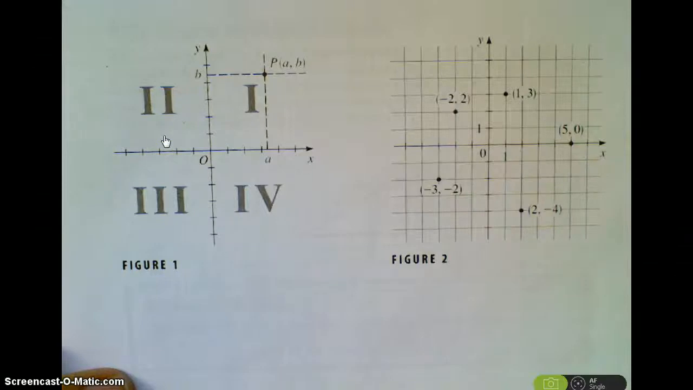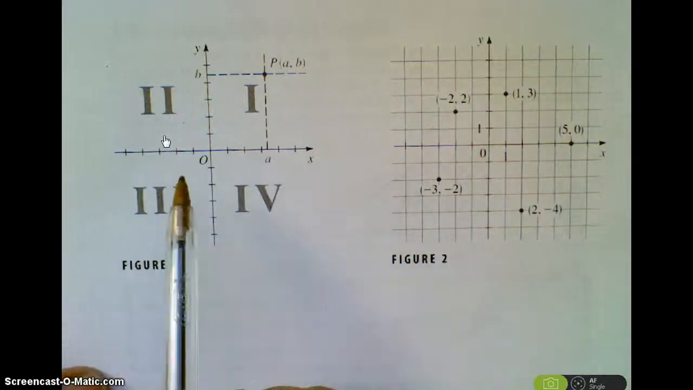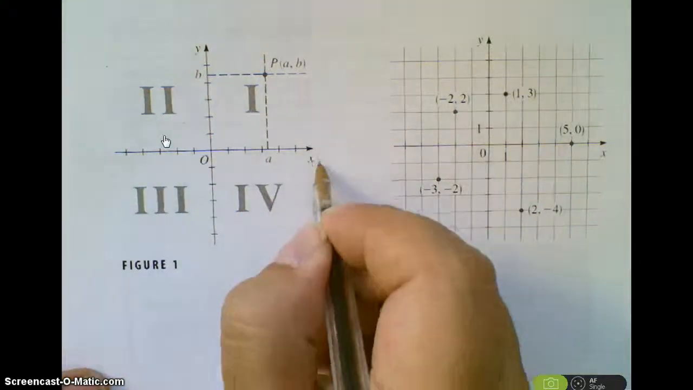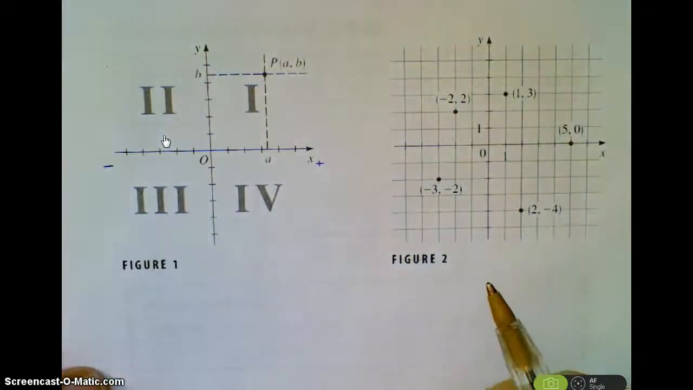In this section, we're going to study the coordinate plane. This is something that is very familiar to you, but we are just going to define some additional concepts to it. For example, we have the x-axis, which is always horizontal, where the positive values are on the right and the negative values of x are on the left.